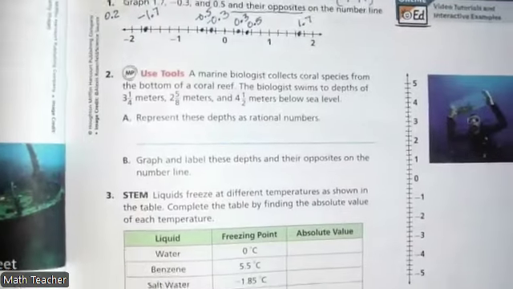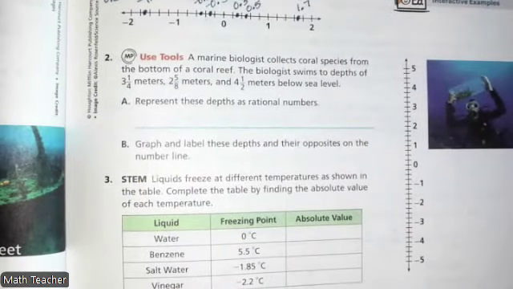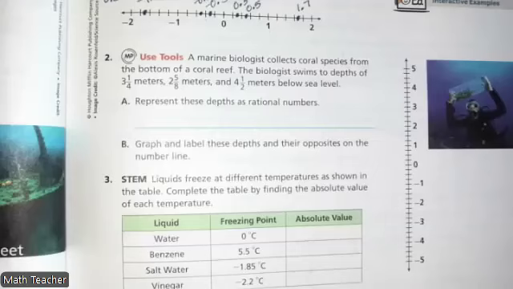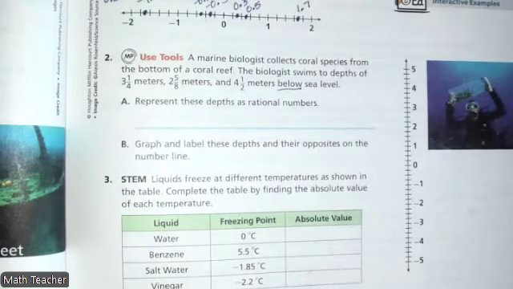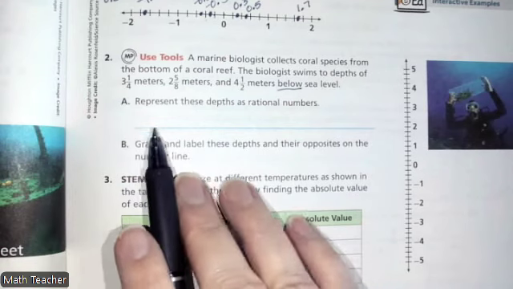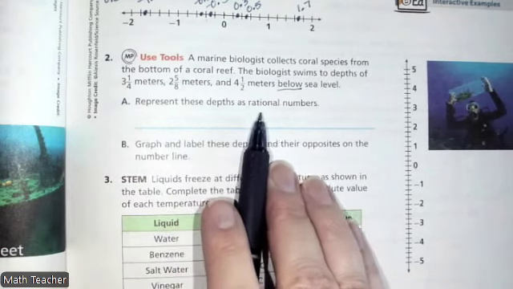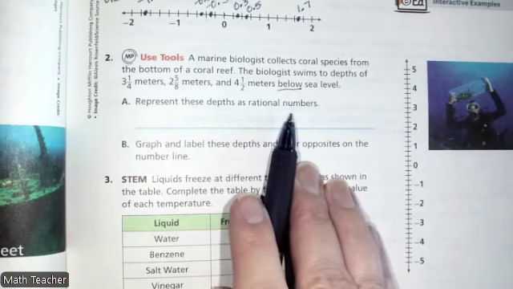Number 2, a marine biologist collects coral species from the bottom of a coral reef. The biologist swims to depths of 3 1/4 meters, 2 5/8 meters, and 4 1/2 meters below sea level. And it's important to note that it is below sea level. Part A asks us to represent these depths as rational numbers.